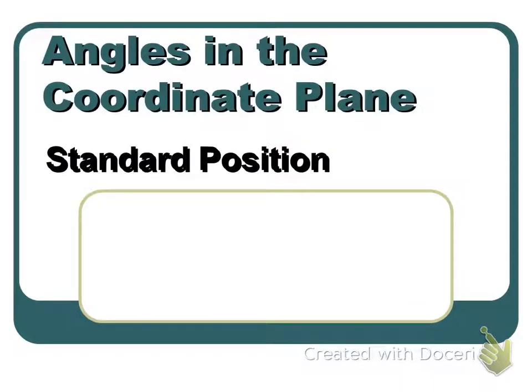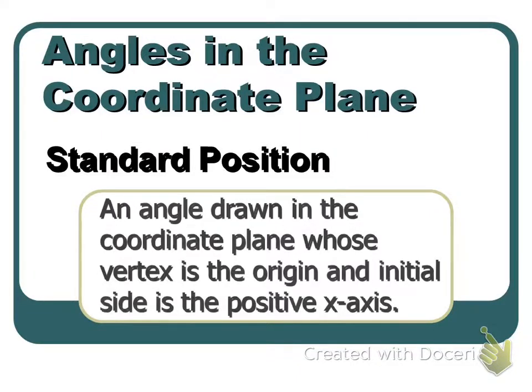Standard position. An angle is considered to be in standard position if it's... does anybody know the definition here? What is standard position? Standard position is an angle drawn in the coordinate plane whose vertex is at the origin and whose initial side is the positive x-axis.